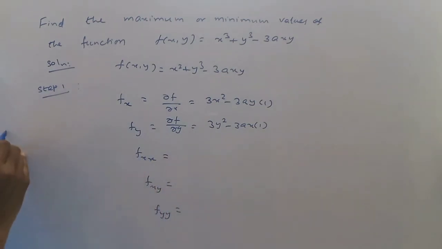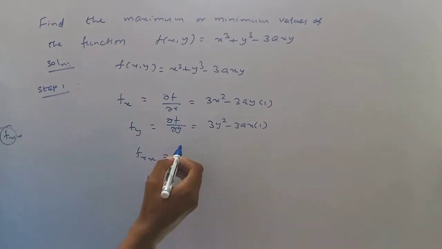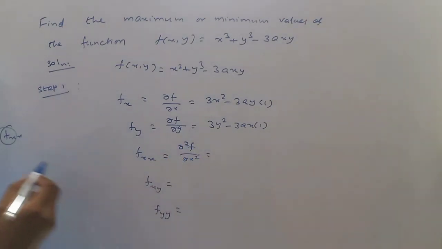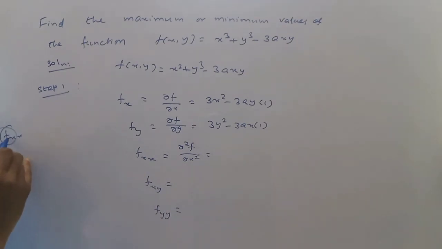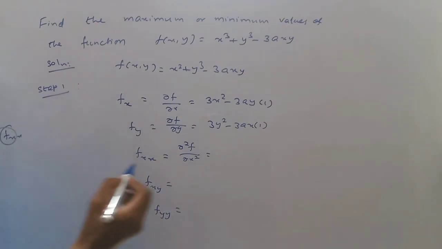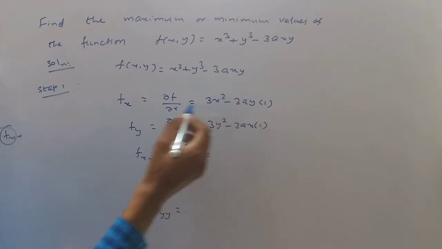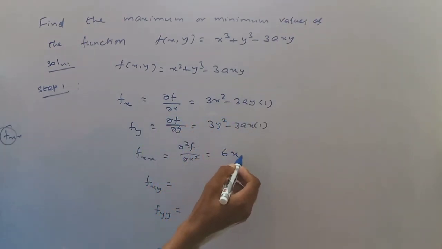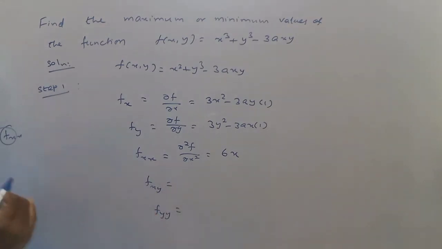fxx. What is the meaning of fxx? fx with respect to x only. Dou square f by dou x square. So what is fx? 3x square minus 3ay with respect to x only. So 6x minus 0.